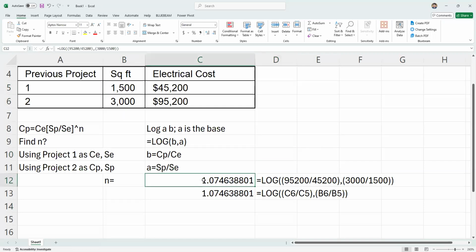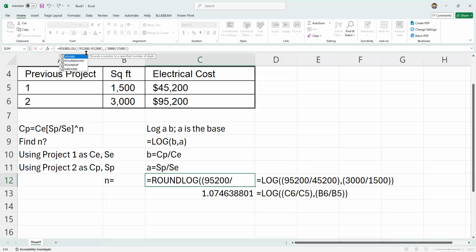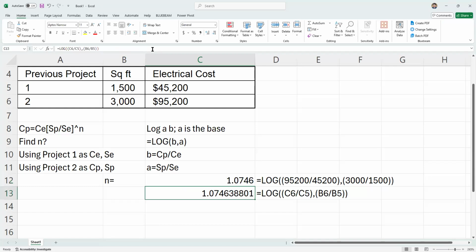We're not yet done because I told you to do 4 decimal places, right? How to do 4 decimal places? We add a ROUND sign over here, before the log, and given 4 decimal places, you will get the exact value rounded to 4 decimal places. So that is the number we're going to use.